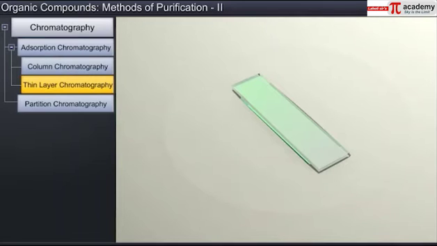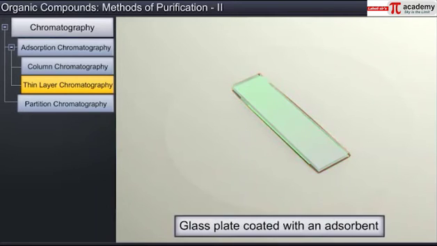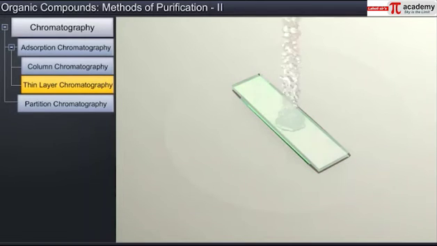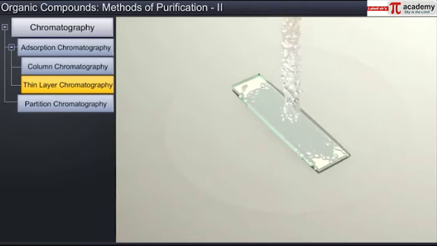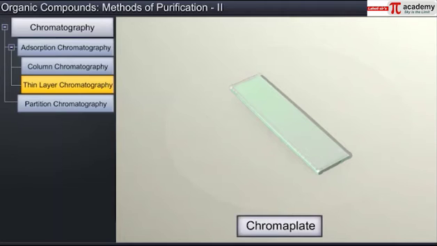Now let's look at the thin layer chromatography. Thin layer chromatography involves the separation of substances in a mixture using a glass plate which is coated with an adsorbent. In this method, a thin layer of adsorbent, preferably alumina or silica gel, which acts as the stationary phase, is coated on the glass plate. The plate is known as thin layer chromatography plate or chroma plate.